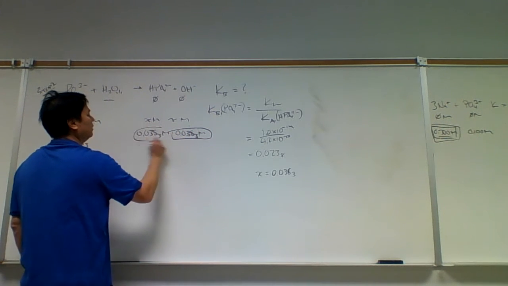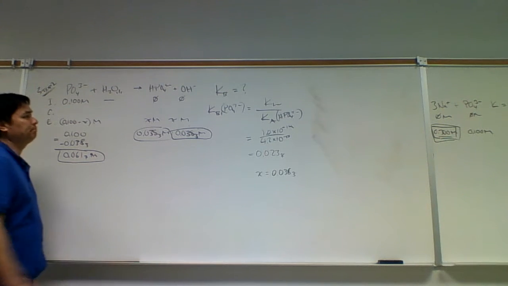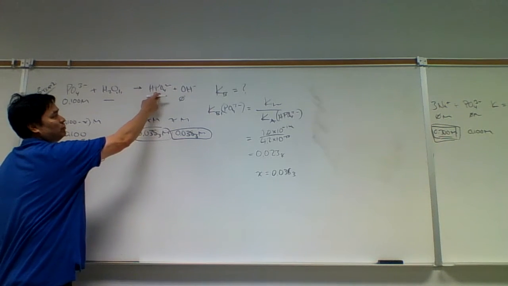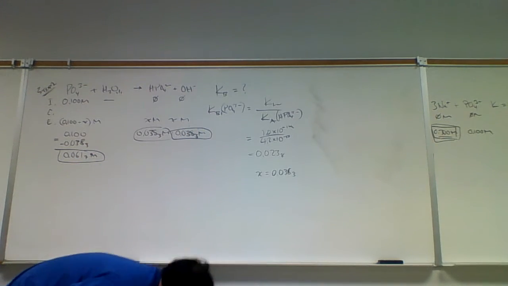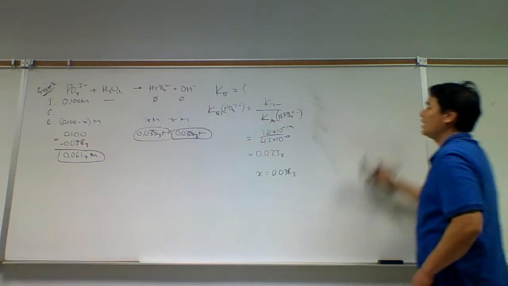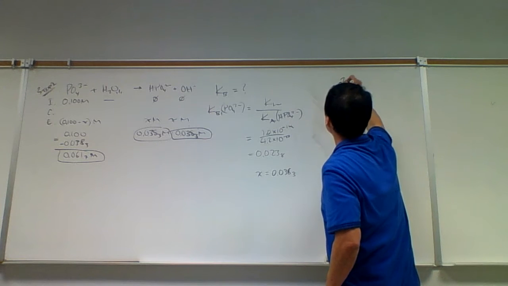Good. Except we aren't done yet because of this. This is a tribasic base. And so that means this HPO4 2 minus is also a base, and that can generate additional hydroxide. And so we're going to go on to step 2 now.